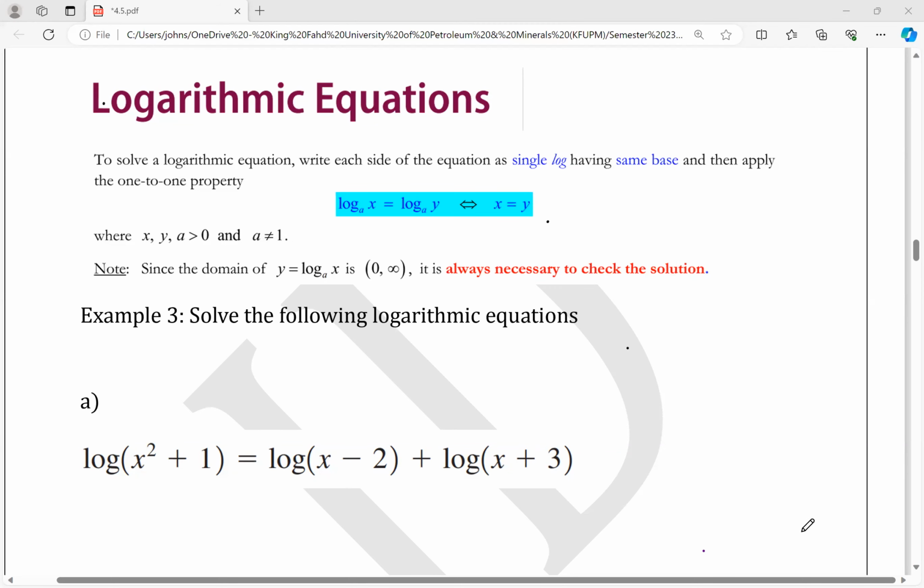Hello, in this video, we're looking at logarithmic equations. So how do we solve a logarithmic equation? We just use the fact that the logarithm is one-to-one.